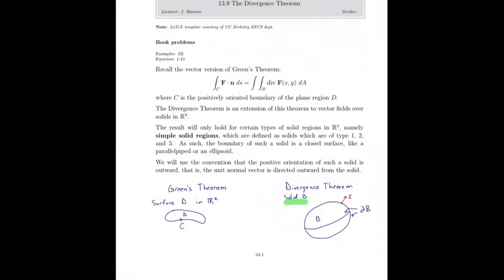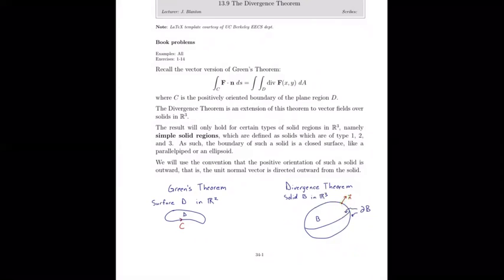The boundary of a solid is a surface. So this is just the outer edge of some solid, a surface boundary enclosing this solid region in R3. Just like the boundary curve of our region D in the plane has a positive orientation, we'll need to choose a positive orientation arbitrarily for such solids, and that'll be the outward pointing normal of a solid.